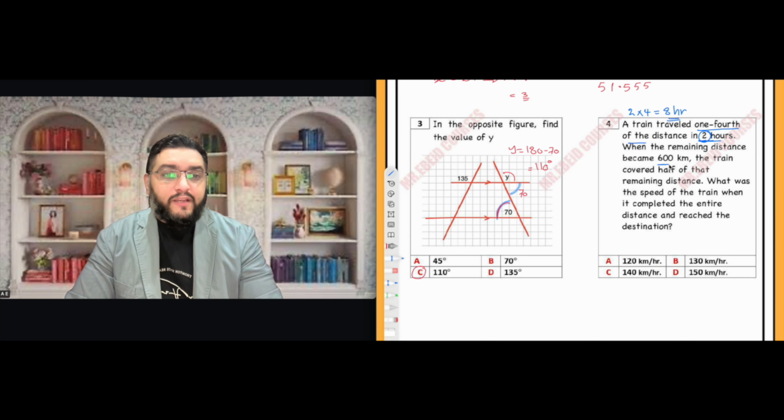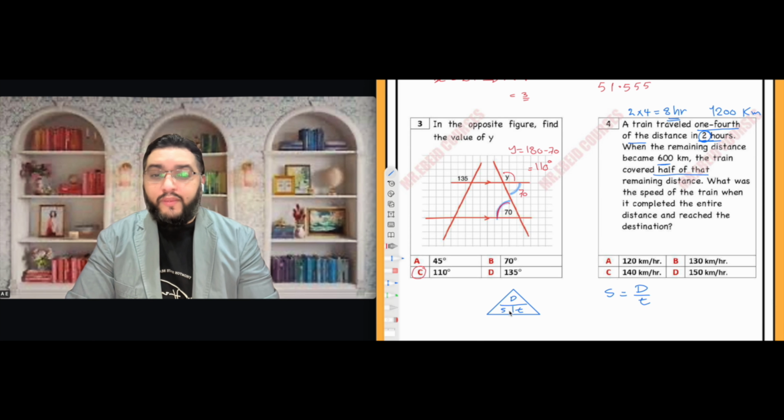And we have 600. It means that we covered half of the distance. So half of the distance is 600 kilometers, so all of the distance is 600 times 2, which equals 1,200 kilometers. You know that to find the speed, it's distance over time. This is the magical triangle from physics: speed, distance, time. If you want to find the speed, it's distance over time. If you want to find the time, it's distance over speed. If you want to find the distance, it's speed times time.